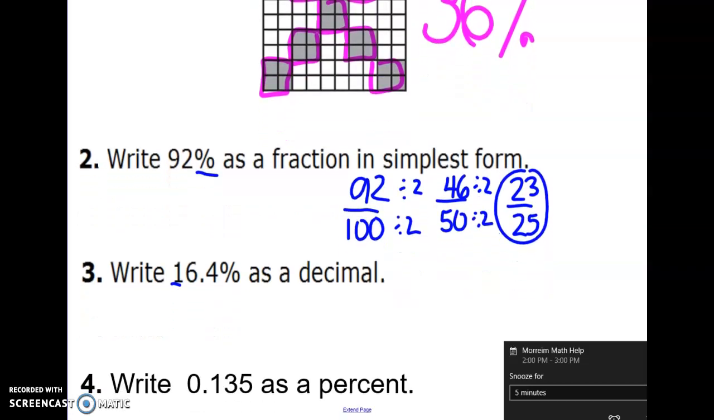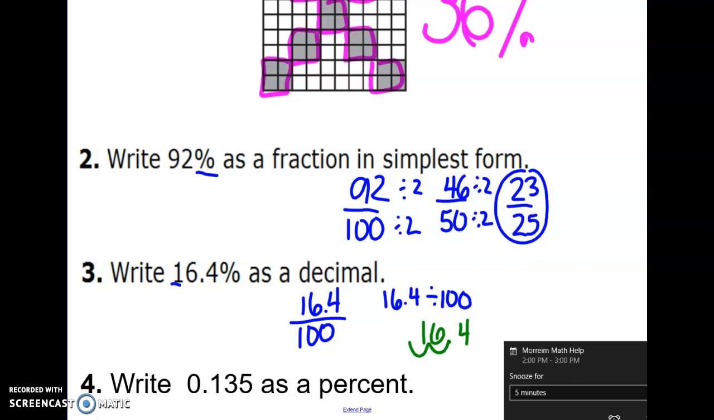And then number 3, writing 16.4% as a decimal. Sometimes it gets confusing because you're like, well, there's already a decimal there. Once again, if I'm going to write it as a decimal, I'm either going to be multiplying by 100 or dividing by 100. So 16.4% means out of 100, which means 16.4 divided by 100. And if we're going to divide by 100, it's going to become smaller, so we're going to move our decimal point 2 places to the left.